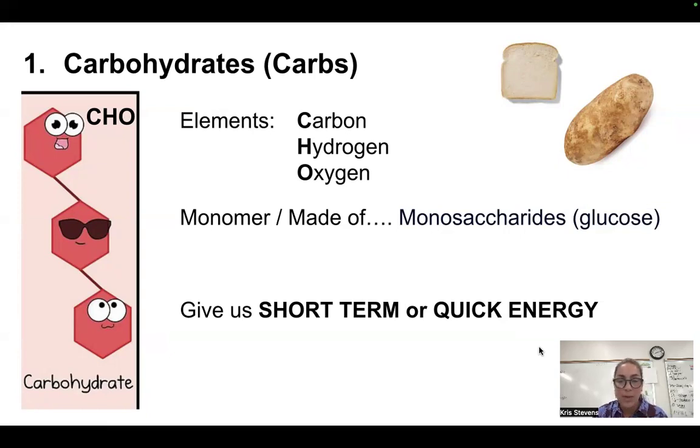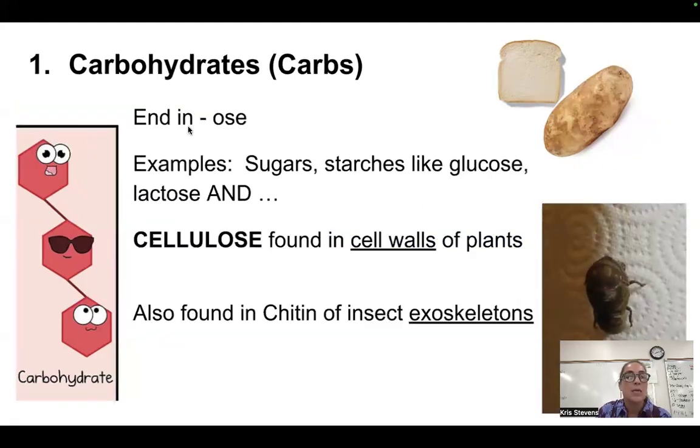If I have to run a race tomorrow, I'm gonna carb load tonight. If I don't burn those carbs, though, this is the problem. What happens to carbs? They get stored as fat, as lipids. So short-term energy, you eat a lot of sugar, you eat a lot of sweets. What happens to us? We don't feel good later. We have to burn off those carbs. So carbohydrates, the monomer, monosaccharides.